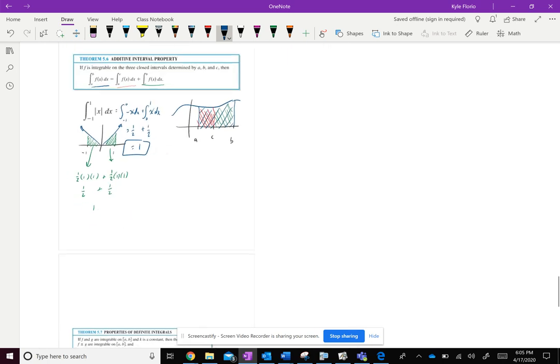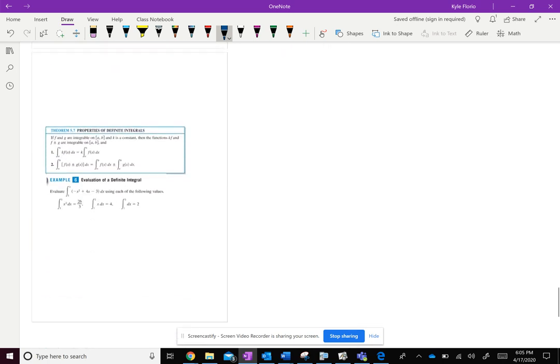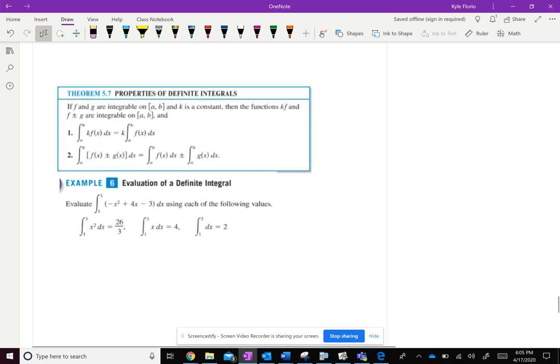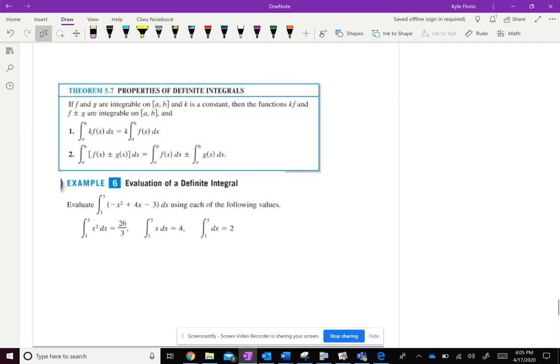So those are some quick examples. These properties of definite integrals right here are the same ones that we had before. If I have some constant that's multiplying my function, I could always factor that constant out. That was true for indefinite integrals. It's also true for definite integrals.